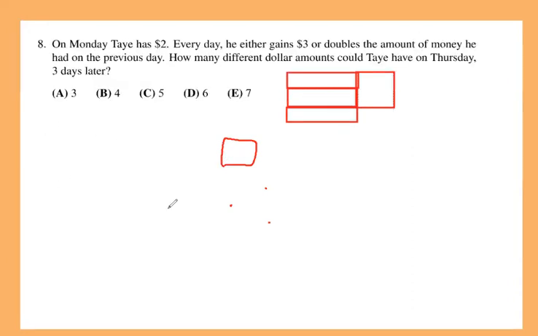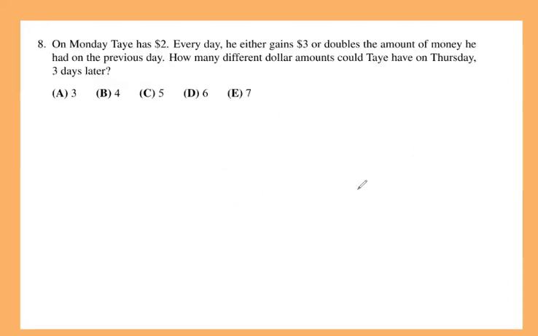Okay, so here is number 8. On Monday, Tay has $2, and every day he either gains $3 or doubles the amount of money he had on the previous day. How many different dollar amounts could Tay have on Thursday, which is 3 days later?